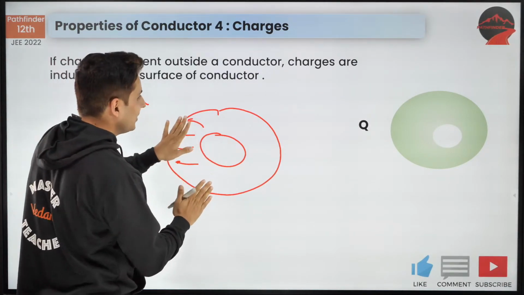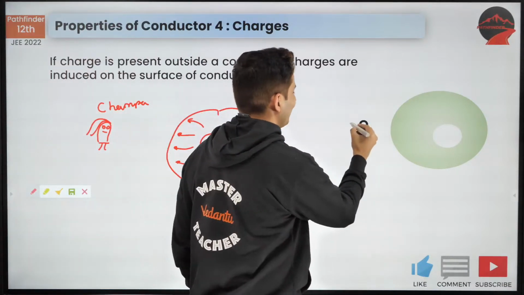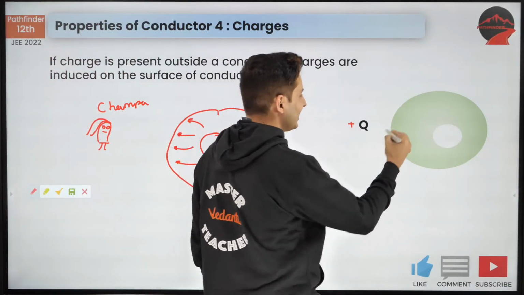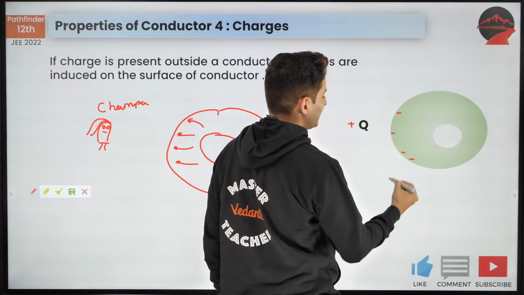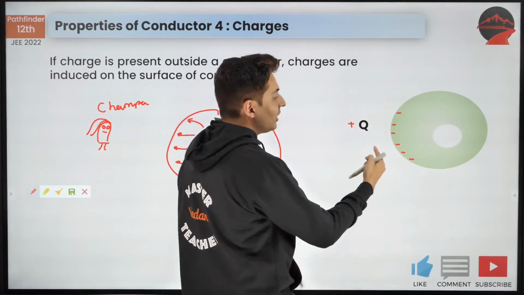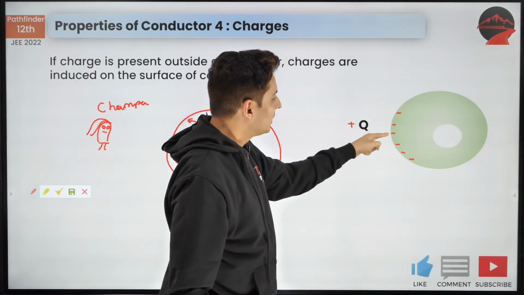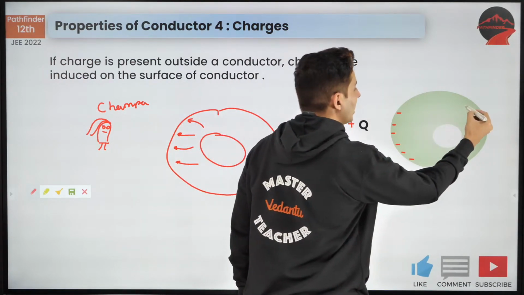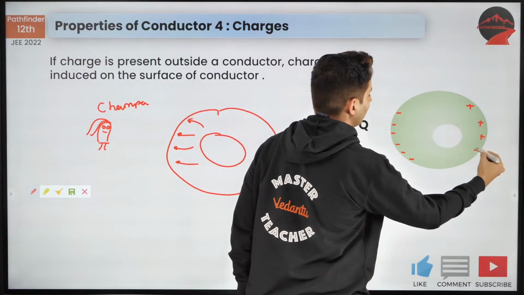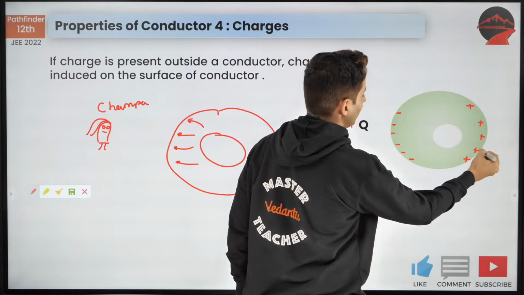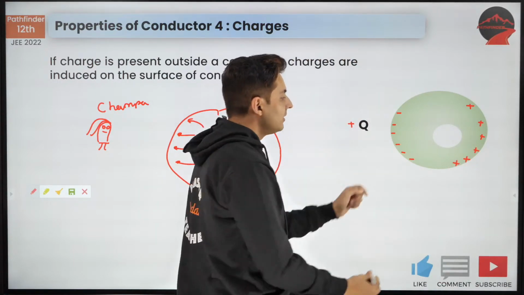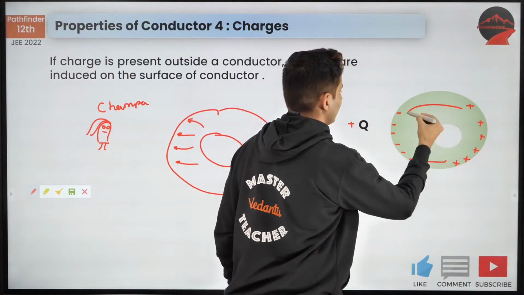So guys, what is going to happen is, the moment you have a positive charge, you're going to see negative charges getting accumulated here, and an equal number. So 1, 2, 3, 4, 5, 6. So an equal number of positive charges again on the periphery. 1, 2, 3, 4, 5, 6. So these electrons have traveled like this.